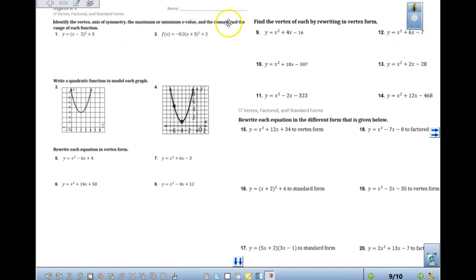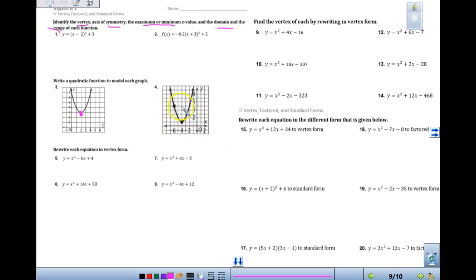As you are looking at this, make sure you read all the parts so that you get all the answers to the question. So in this one it says, identify the vertex, axis of symmetry, minimum or maximum, for your x value the domain, the range of each function. So I'm looking at all those things for 1 and 2. This one asks you to write the function that models the graph. So you might want to think of what form, what do they give you when you are looking at number 3. To me, you know the vertex. Vertex form would be the easiest form, right?